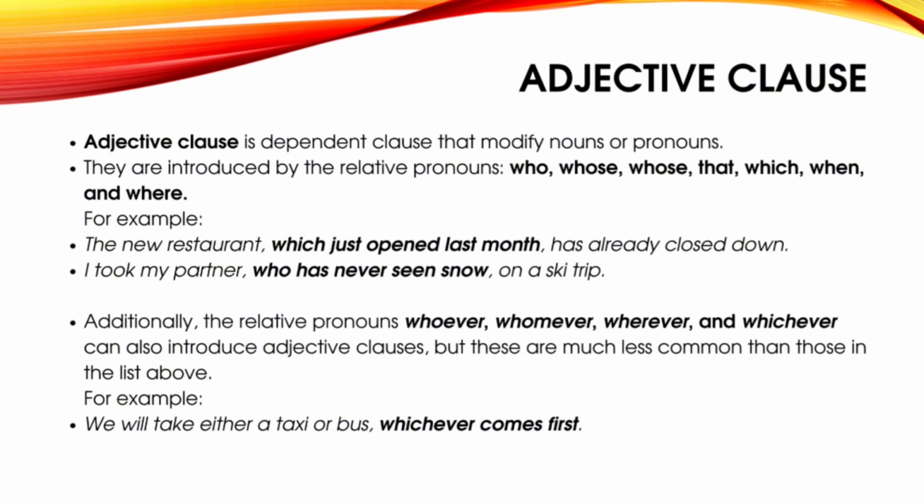For example, the new restaurant, which just opened last month, has already closed down. I took my partner, who has never seen snow, on a ski trip. Additionally, the relative pronouns whoever, whomever, wherever, and whichever can also introduce adjective clauses, but these are much less common than those in the list above. For example, we will take either a taxi or bus, whichever comes first.